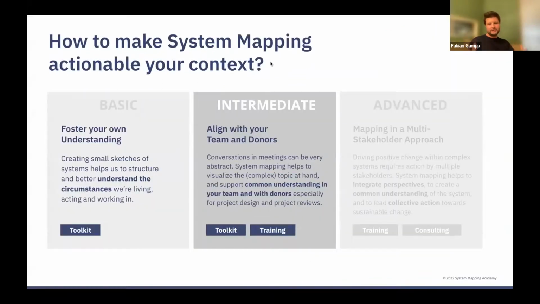Then on the more intermediate side, of course, a lot of this work is about aligning with teams and with donors and other stakeholders. And therefore, we also provide trainings in addition to the toolkit.